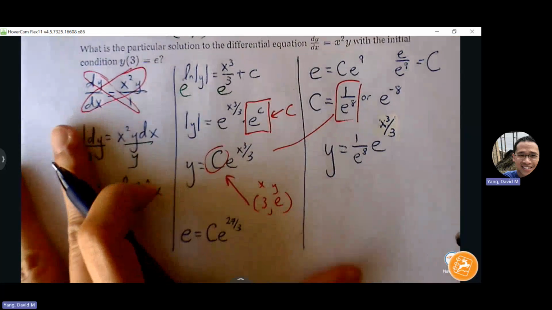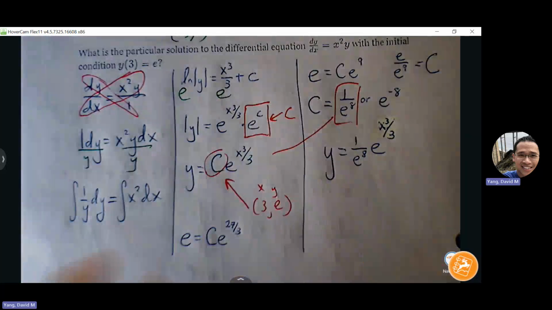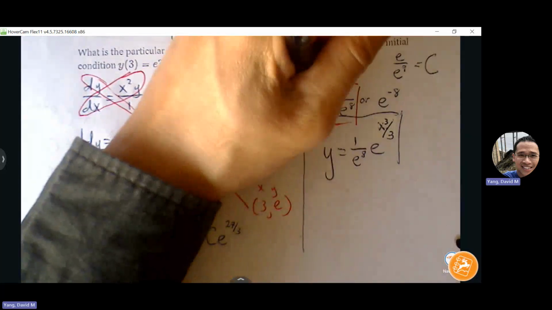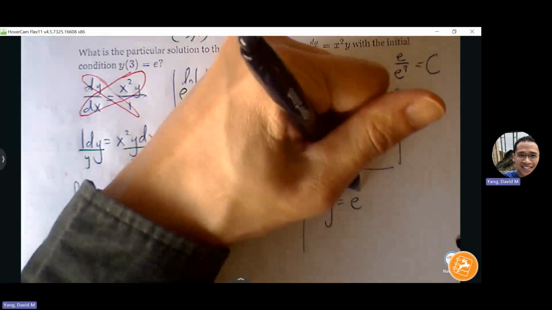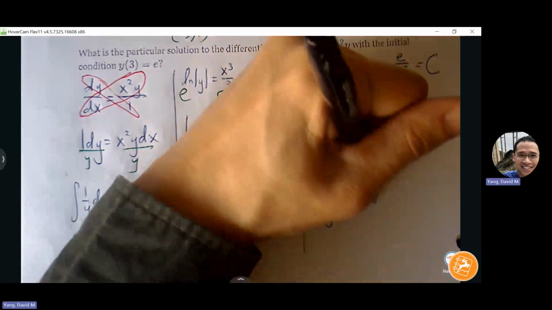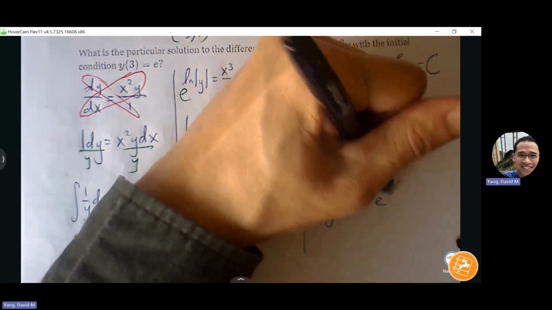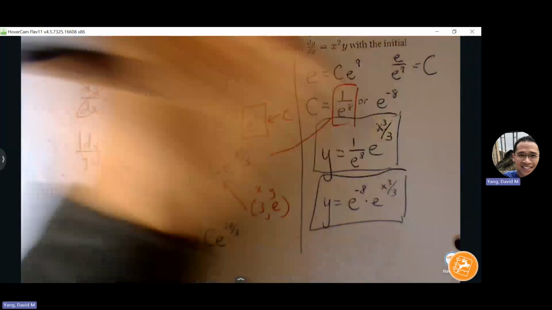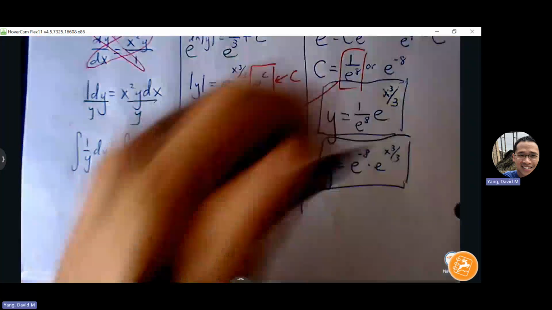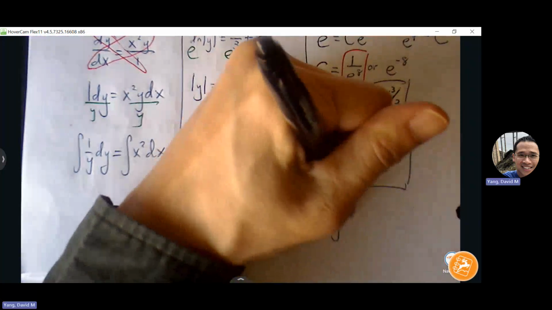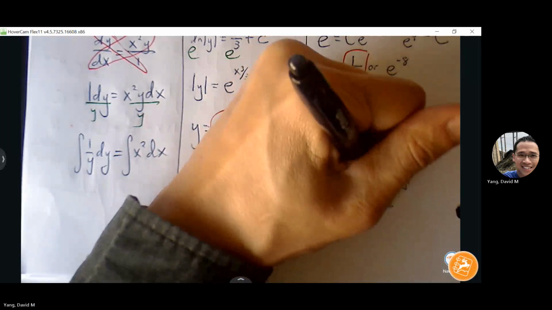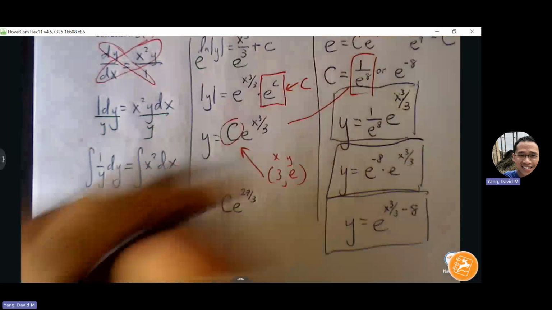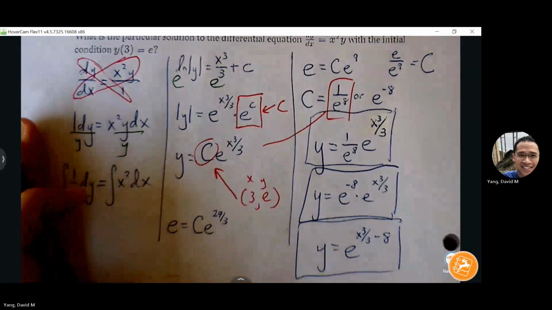So there's a lot of different variations that you can leave your answer in, and they will all be correct. This is one variation. You can also bring that e up to the top, make it e to the negative 8 times e to the x cubed over 3. That's also valid. You can also merge those two exponents together with one base. This is also valid. So any of these options are fine.